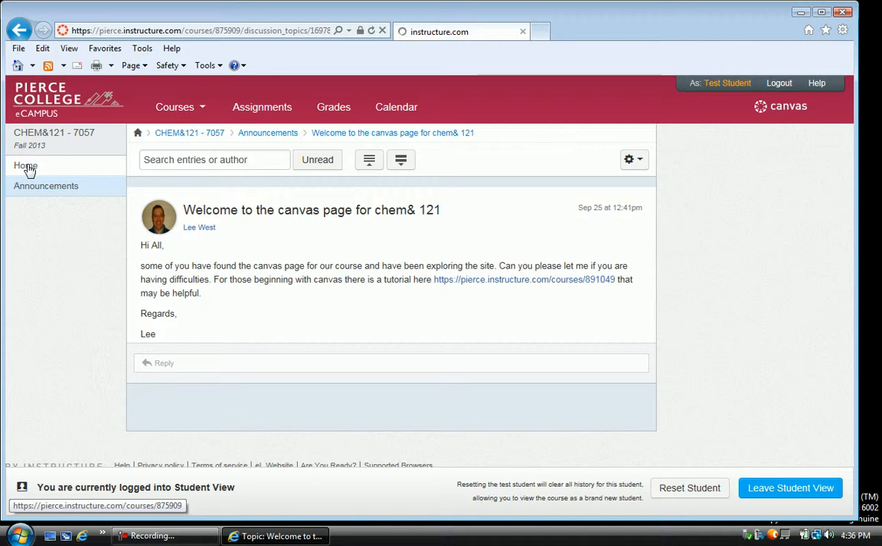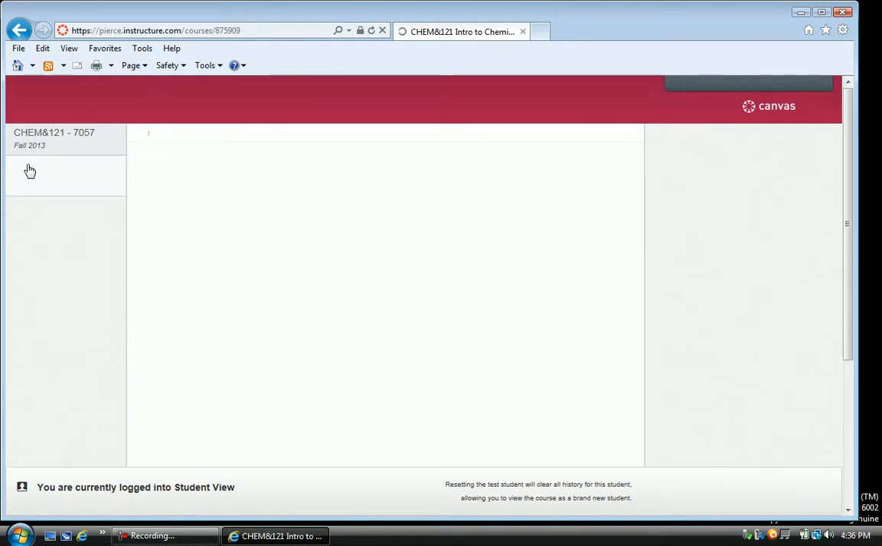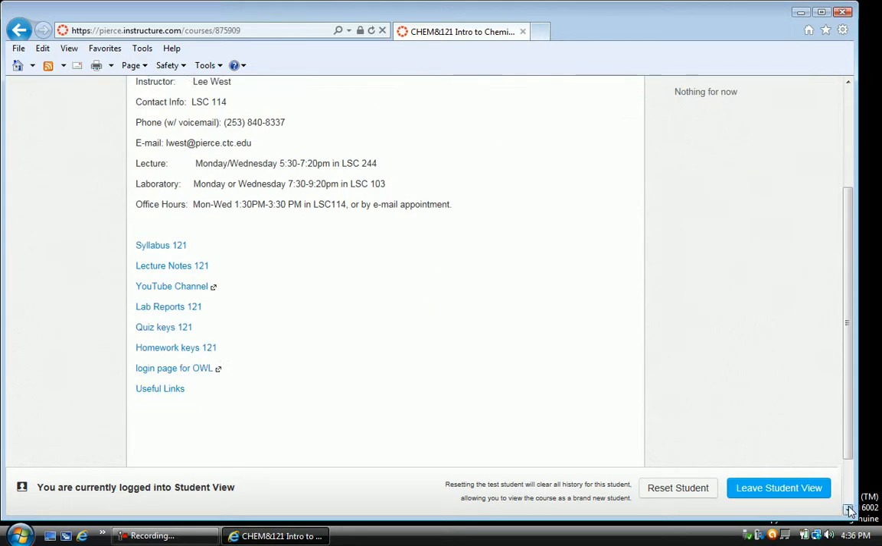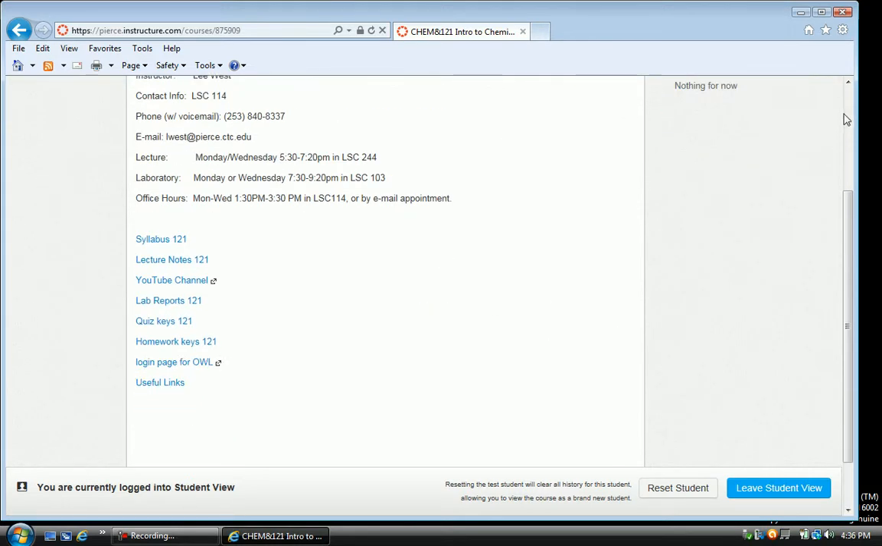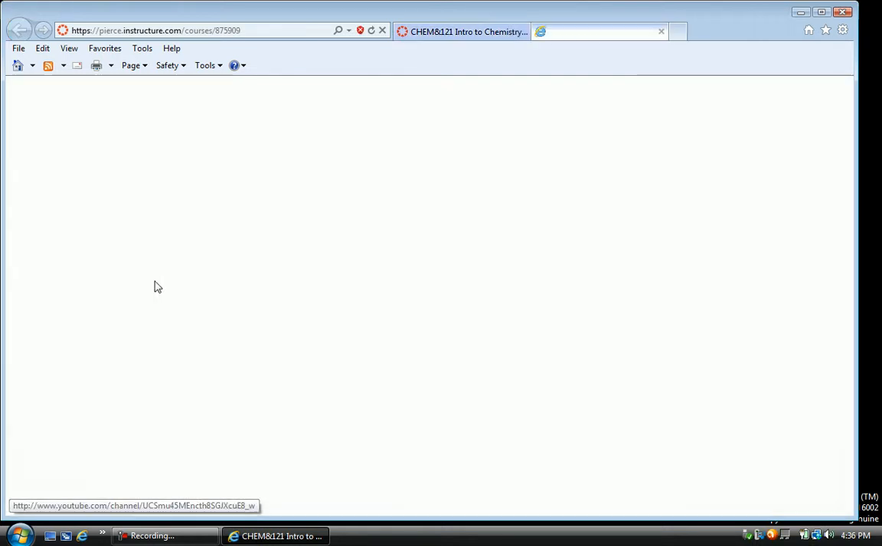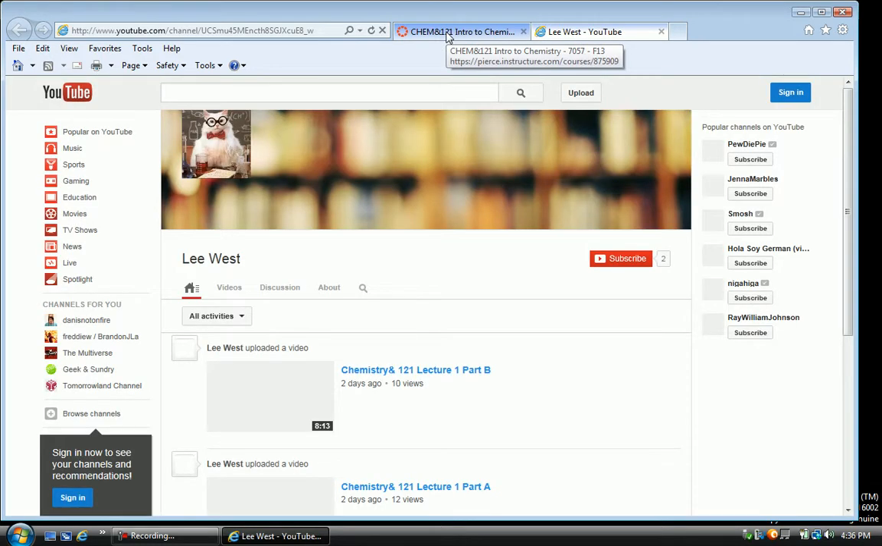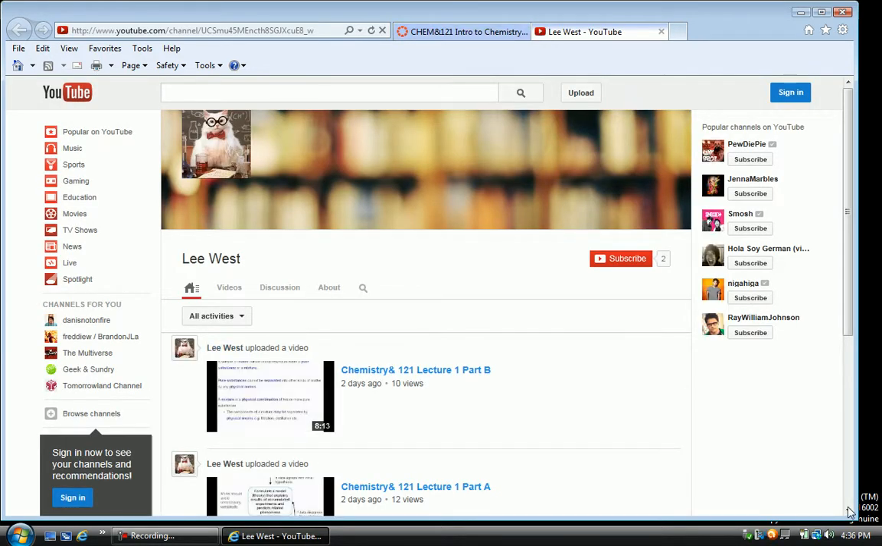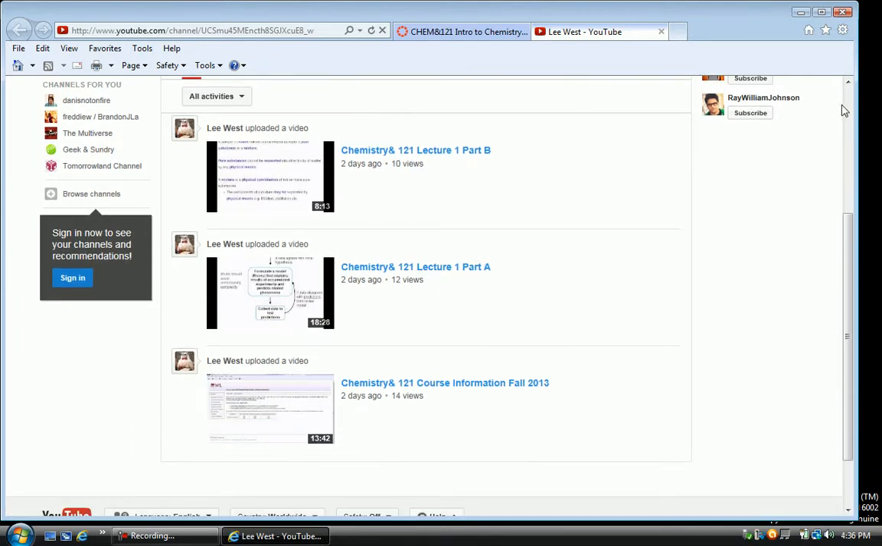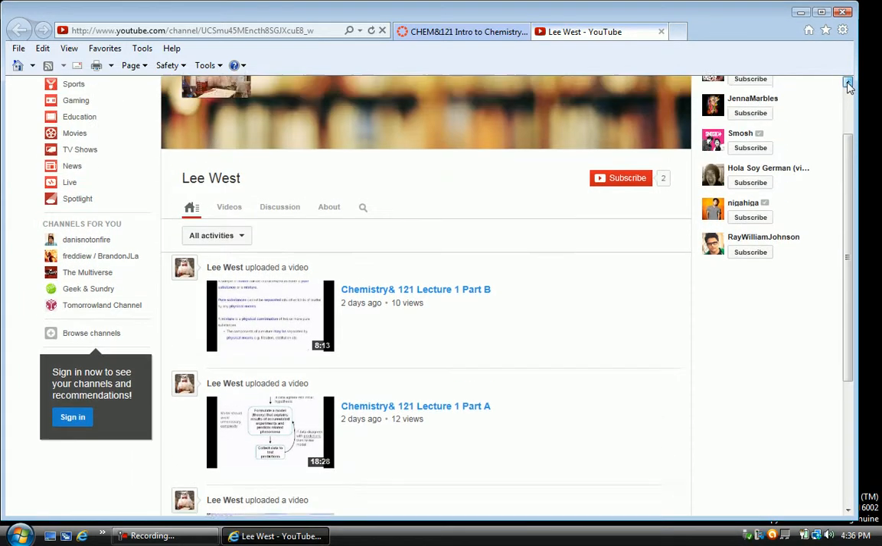So going back home again, let's have a look at what's on the home page. It's being a little annoyingly slow. So it has basic details about the class in the top there, and then we have the syllabus. You click that, it will bring up a web page with the syllabus that you can download, the lecture notes, a link that takes you directly to our YouTube channel. It opens in a separate tab. It takes you to my channel for this class. Here it is, and you can download lecture notes there, or course videos there.